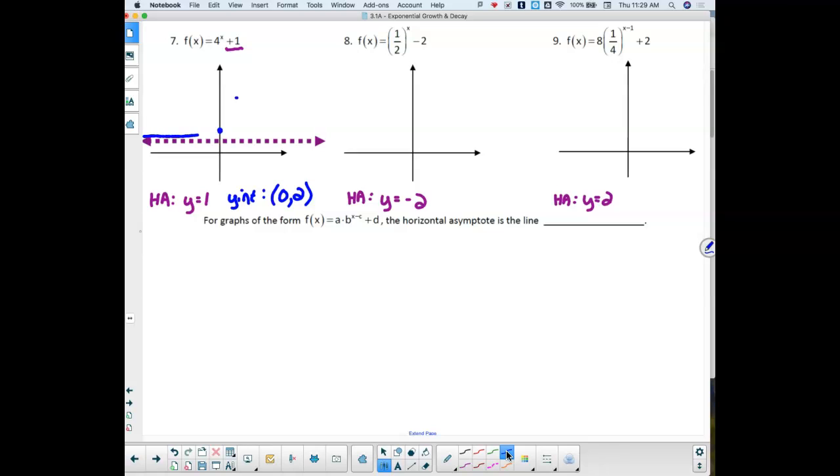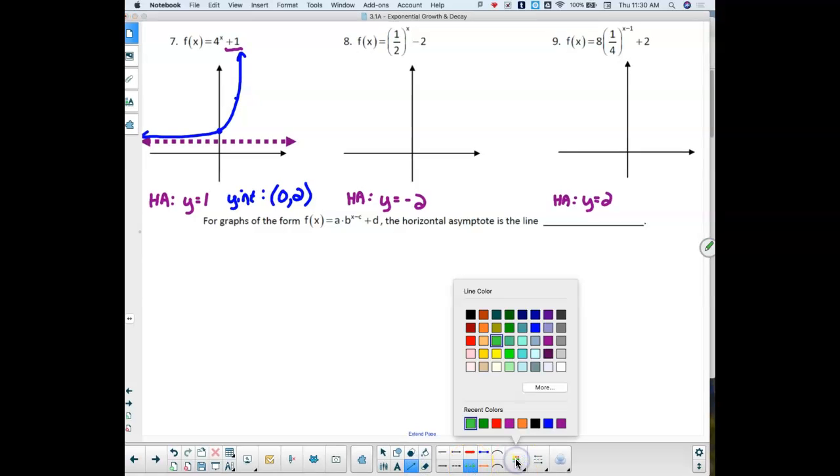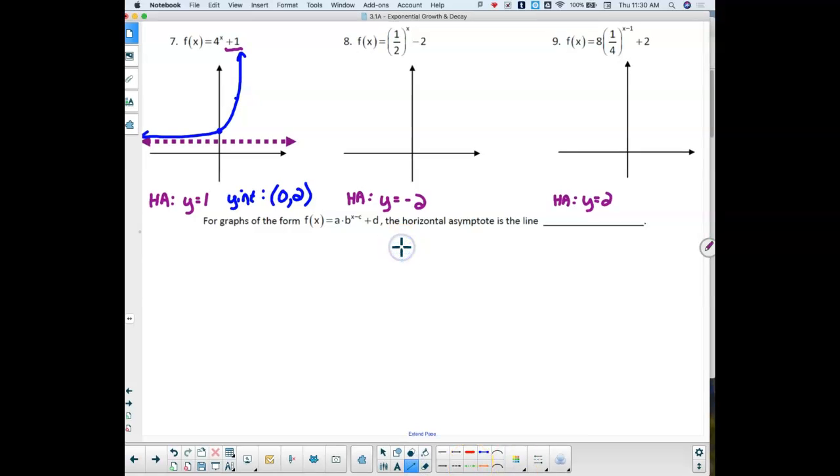And there is my growth. Got a horizontal asymptote on this one. We found already. We said it was at y equals negative 2.